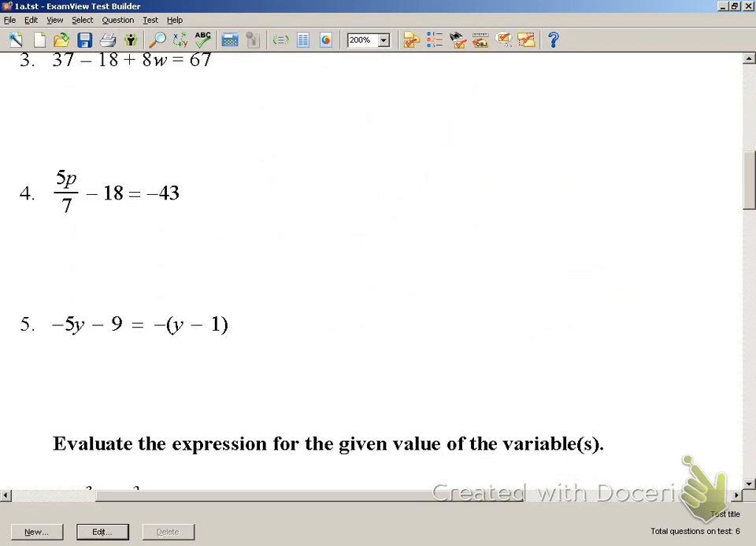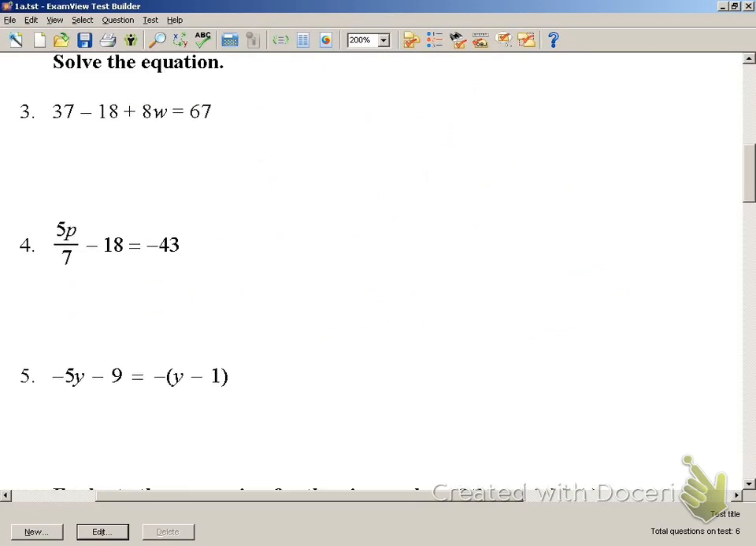Number 3, 4 and 5. Talking about solving equations. Undo the operation. We isolate the variable. That's our goal. We'll work some of these the last couple of days. So I have to combine my like terms first. So I have 37 minus 18. That's the first thing I need to do. Correct? And then I'm going to move it across. So what is that? 19 plus 8w is equal to 67.